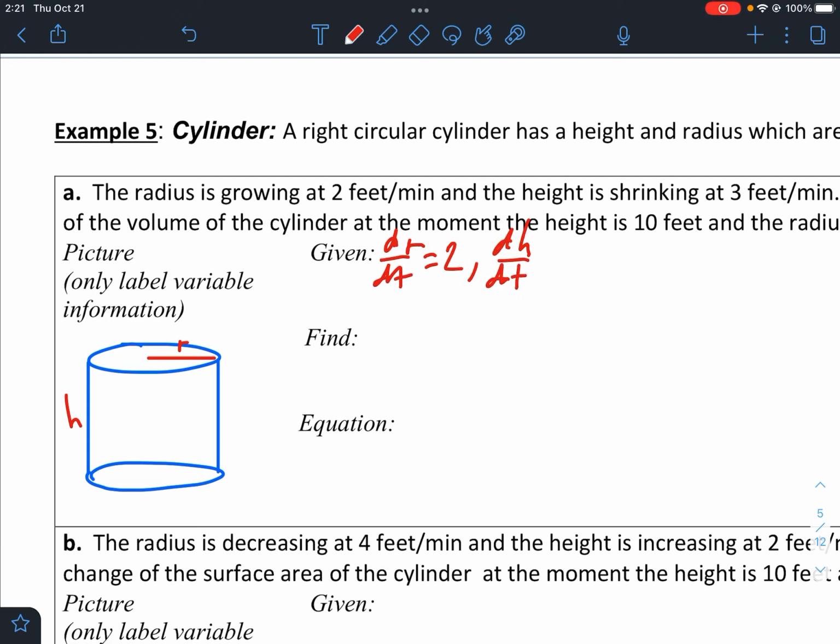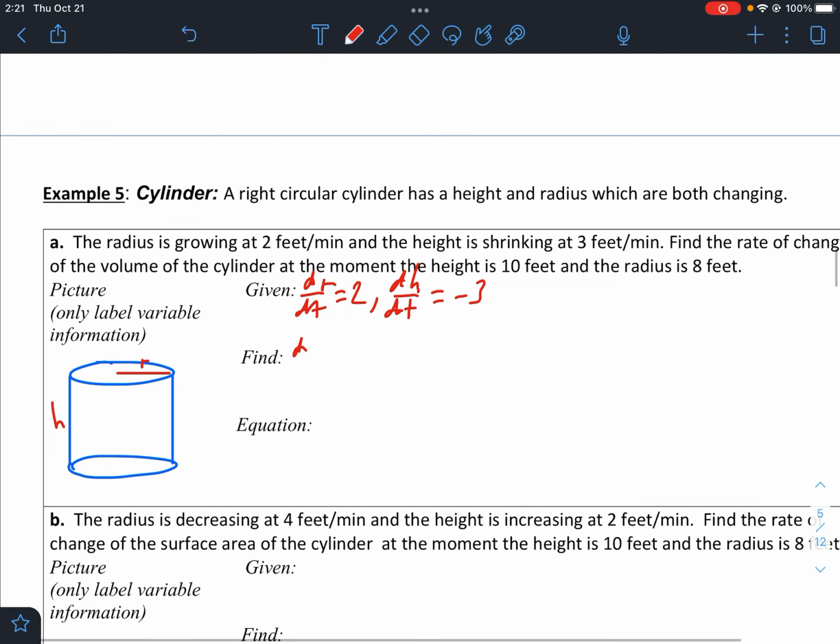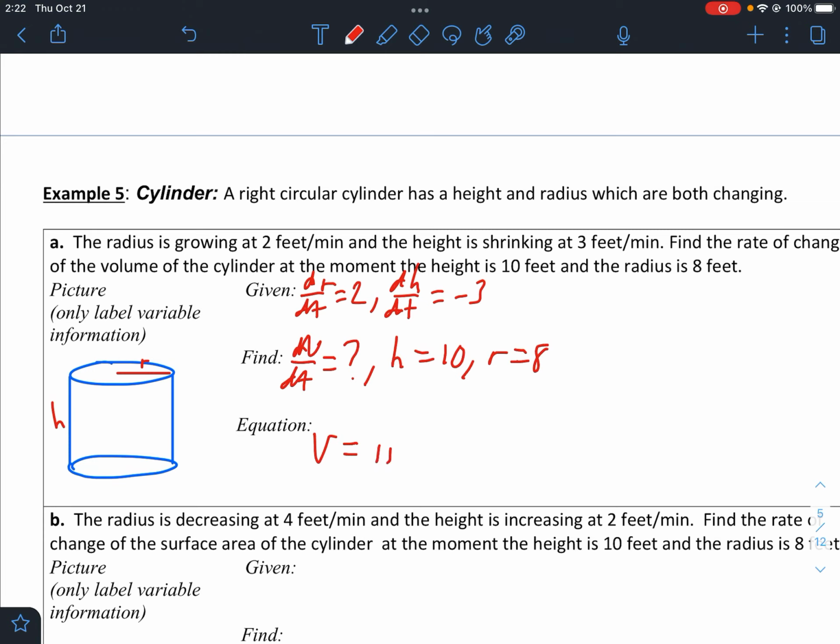The height is shrinking, so dH/dt is -3 feet per minute. We are supposed to find the rate of change of the volume. So dV/dt equals what? At the moment that the height is 10 and the radius is 8. So what equation is the volume of a cylinder? Hopefully you remember from your geometry days, that would be pi r squared h.